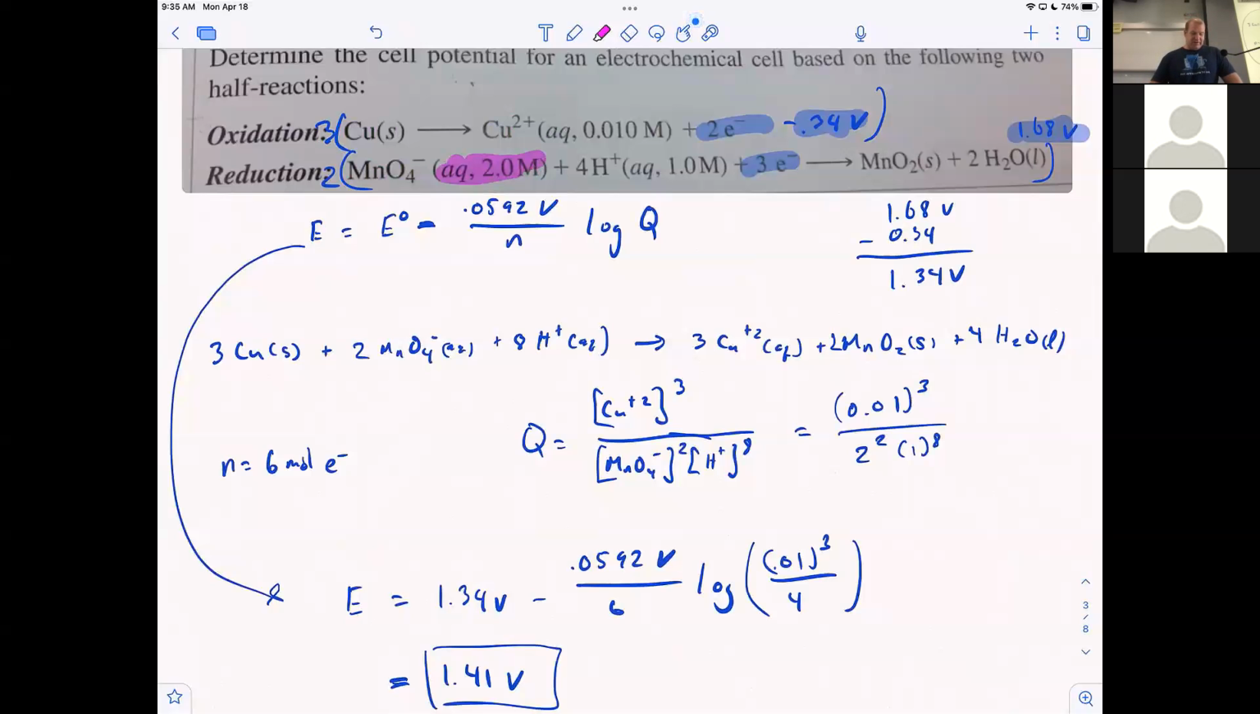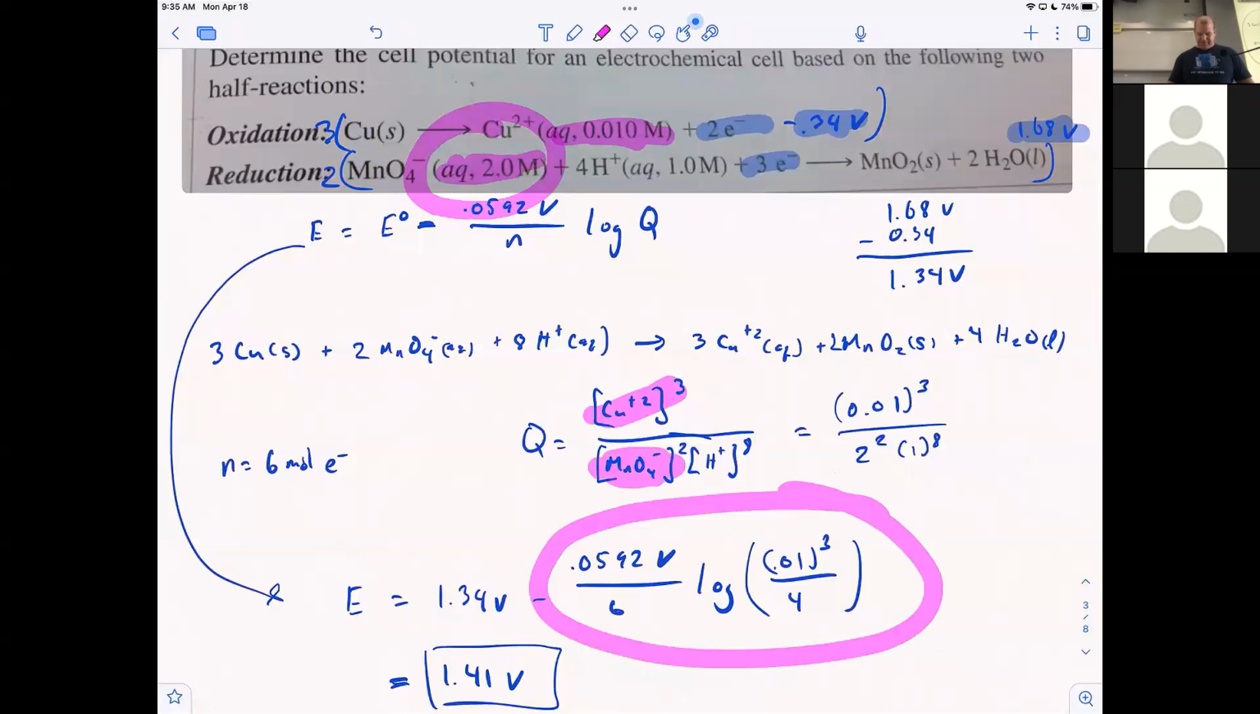And as this is going, the copper ions are increased in value, and then the permanganate's going to decrease in value. And what does that mean for Q? So Q is copper. As that number gets bigger, and the permanganate gets smaller, as this reaction goes, Q is going to become a bigger number. And as Q becomes a bigger number, this term becomes a bigger number, and eventually the potential of the battery, the voltage of the battery, is going to decrease.